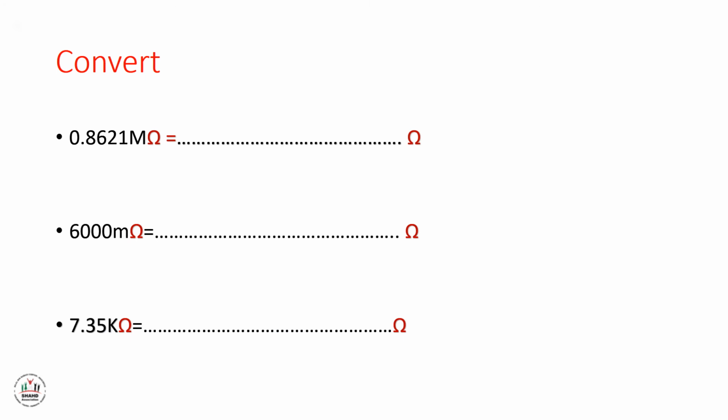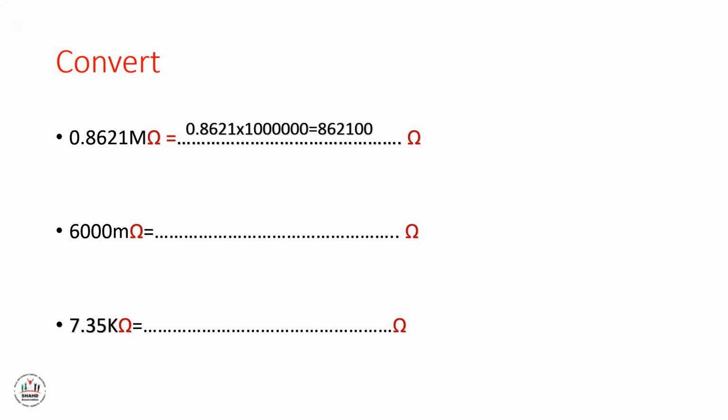Now let's do an application on the conversion of the units of resistance. The first one, 0.8621 mega ohm, we have to convert it into ohm. In this one, we have to multiply by 1 million. So 0.8621 times 1 million gives 862100 ohms. The second one, we have to convert 6000 milliohm into ohm.